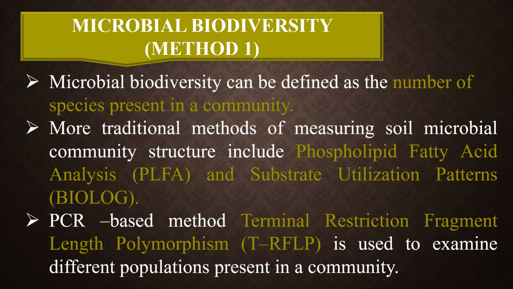More traditional methods of measuring soil microbial community structure include phospholipid fatty acid analysis and substrate utilization patterns using Biolog. A PCR based method, that is terminal restriction fragment length polymorphism, is used to examine different populations present in a community.